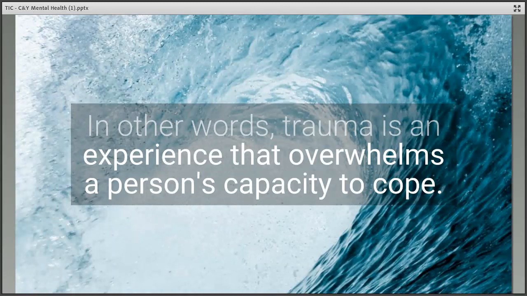So anything that overwhelms a person's capacity to cope can be experienced as trauma. And that certainly is a broader definition than what most people are used to working with. People who hear that are often like, so anything could be traumatizing? In some ways, yes. It really depends on that individual's capacity. And so if people have good coping skills, they're less likely to actually experience long-term trauma effects.